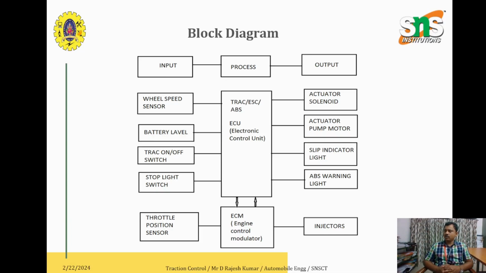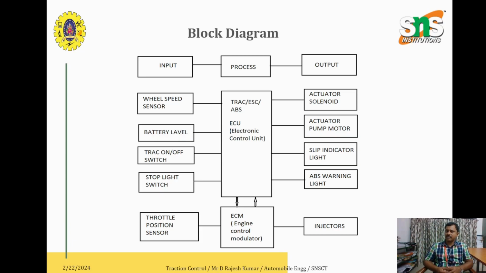So that is why we use a traction control system, simply called TRAC. This traction control system works by the application of brakes. The brake is applied where excessive wheel slip is identified. So this is the block diagram of the traction control system.